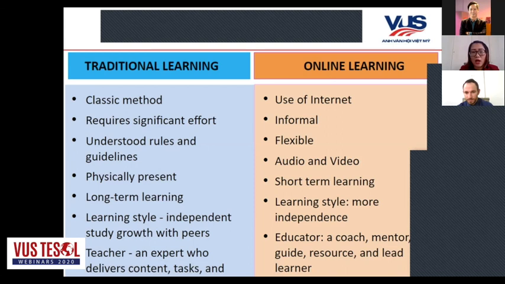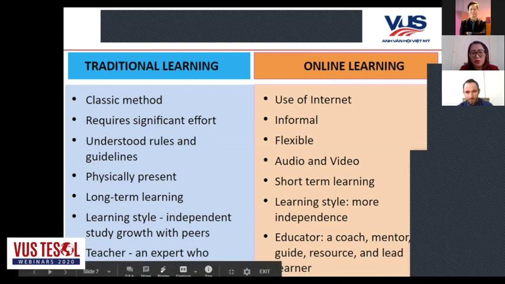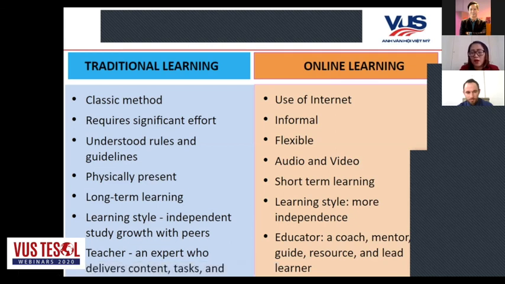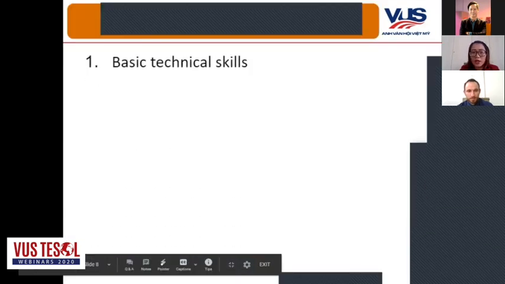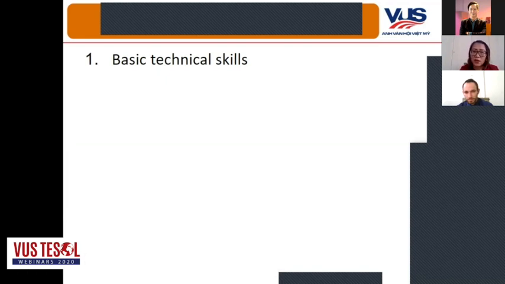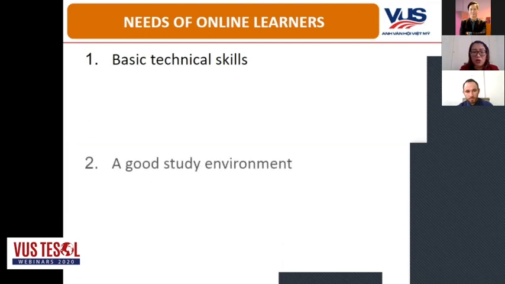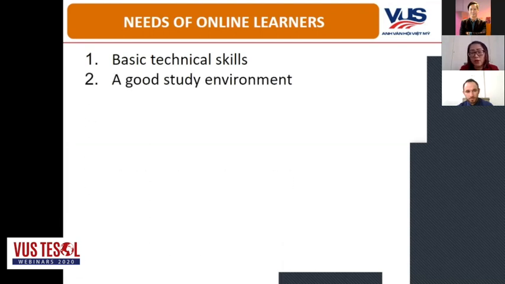If you joined Steve's webinar the other day last week, he mentioned a little bit about how teachers need some technical skills. So do students. They need some basic technical skills because they need to know how to access the internet. They need to know how to access the platform or app that you are using online, to help them learn better. And also they need a good study environment. So as a teacher you need to find a good place to teach, and students need to find a good place to study.